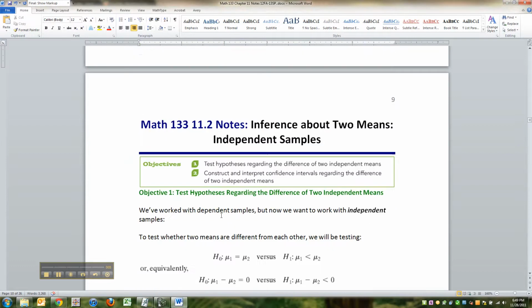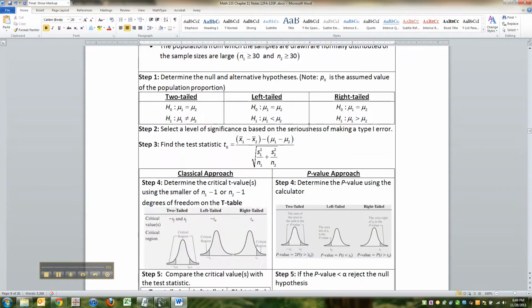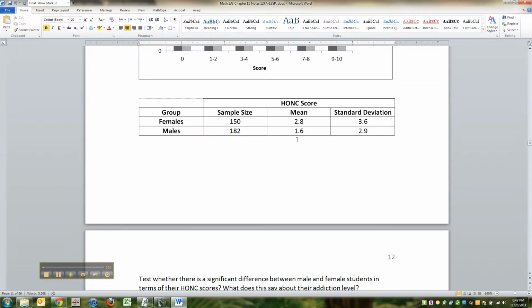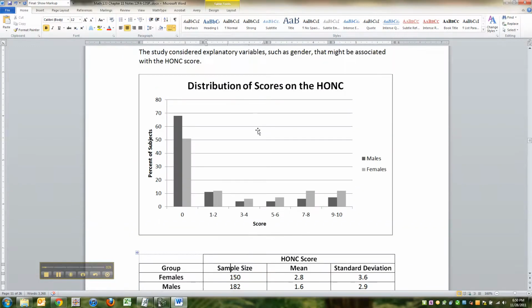Moving on in chapter 11, we're going to start working on 11.2, which is again inference for means, but this time it's for independent samples. So we scroll through and you can see, hey, look, 6 steps, just like all the other hypothesis tests we've done. And this time, they gave us summary data right here. They're giving us the means, the standard deviations, and the sample sizes. We're not having to find any differences or anything like that.